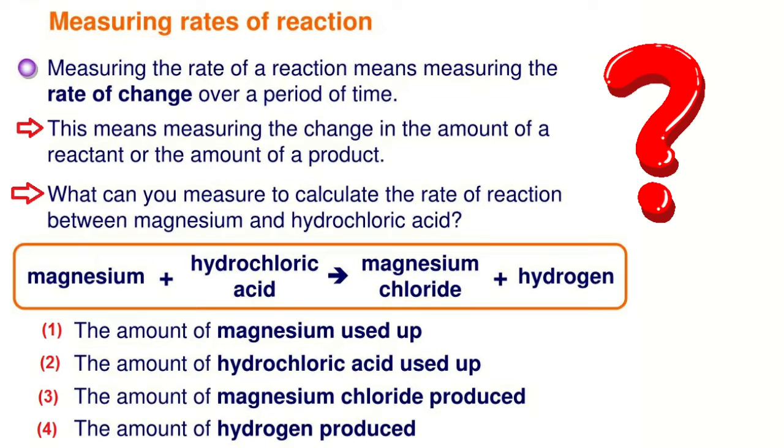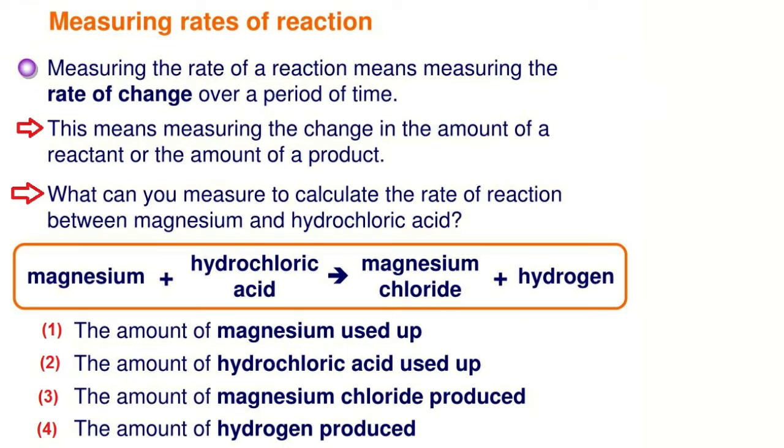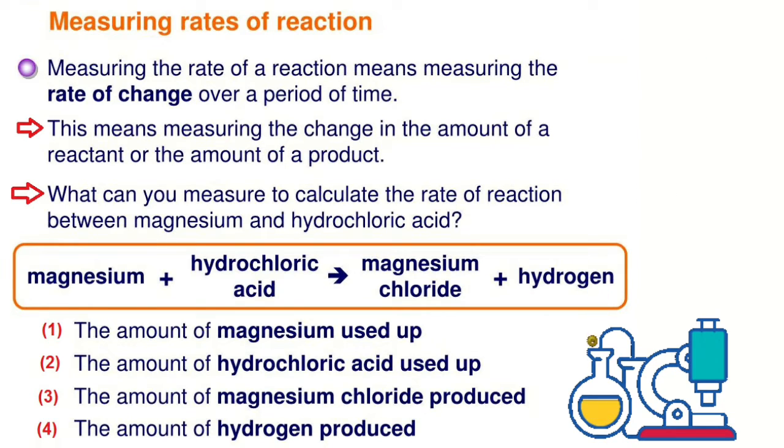What can you measure to calculate the rate of reaction between magnesium and hydrochloric acid? Number 1, the amount of magnesium used up. Number 2, the amount of hydrochloric acid used up. Number 3, the amount of magnesium chloride produced. Number 4, the amount of hydrogen gas produced.